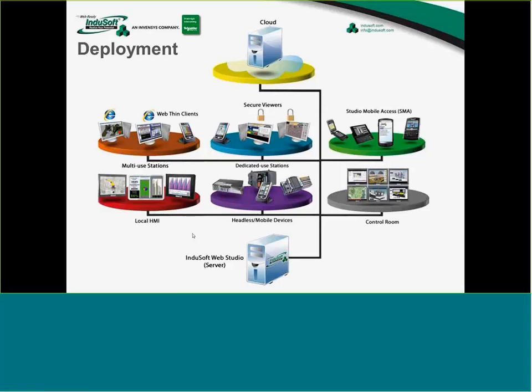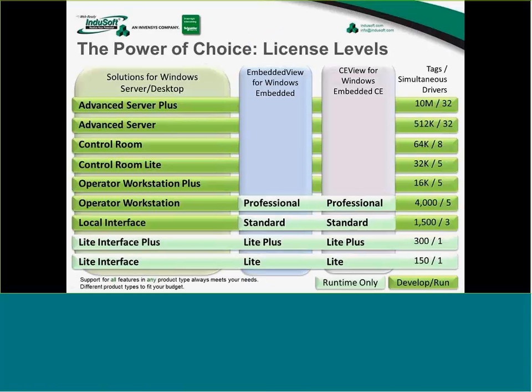So when we sell the product, we actually name the different license levels. So here on the left, you'll see Advanced Server Plus, local interface, things of that nature. But if you forget about the naming of that for a minute, because that's really not important, the right-hand column is what's really important. The number of tags and the number of simultaneous drivers. So it's very often that somebody will use for kind of a basic HMI, maybe 1,500 tags with 3 simultaneous drivers.